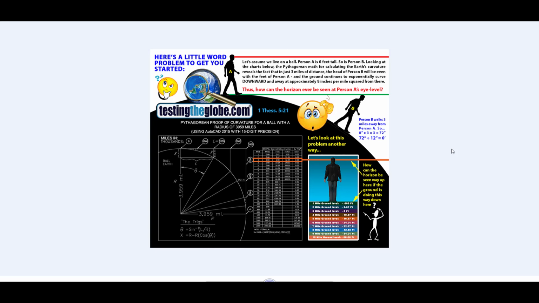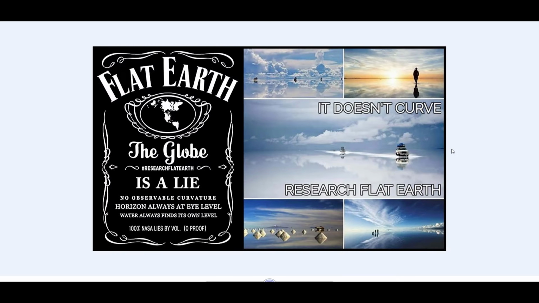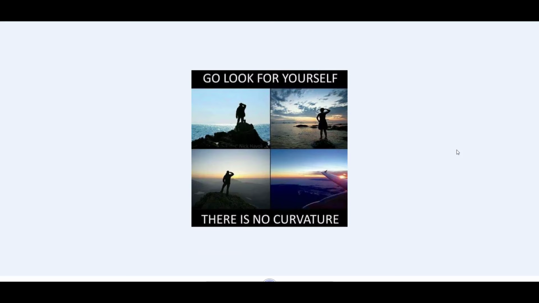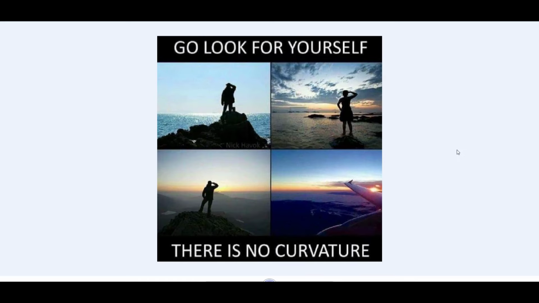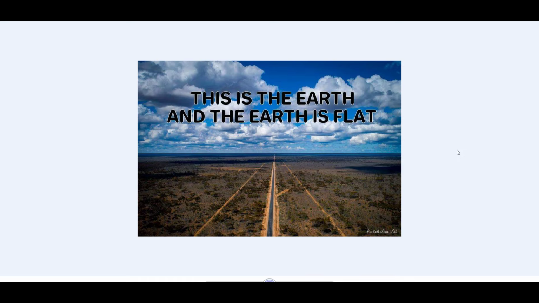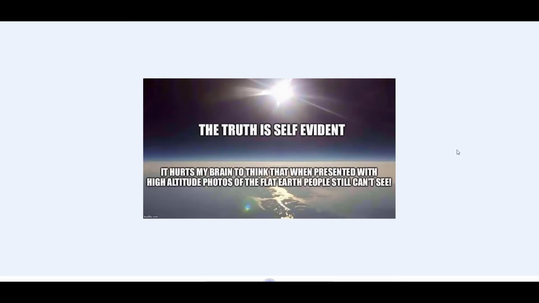Pythagorean proof of curvature for a ball with a radius of 3,959 miles using AutoCAD 2015 with 15-digit precision. Right, so I guess if you use AutoCAD, then this must be the reality of the real world, right? Because the software, it's not nature, it's not the reality of the real world, it's just computer software, right? It doesn't curve. Research. Go look for yourself. There is no curvature, because we are in the reality of the real world. This is the Earth, and the Earth is flat, because this is the reality of the real world. It's not me, it's the reality.